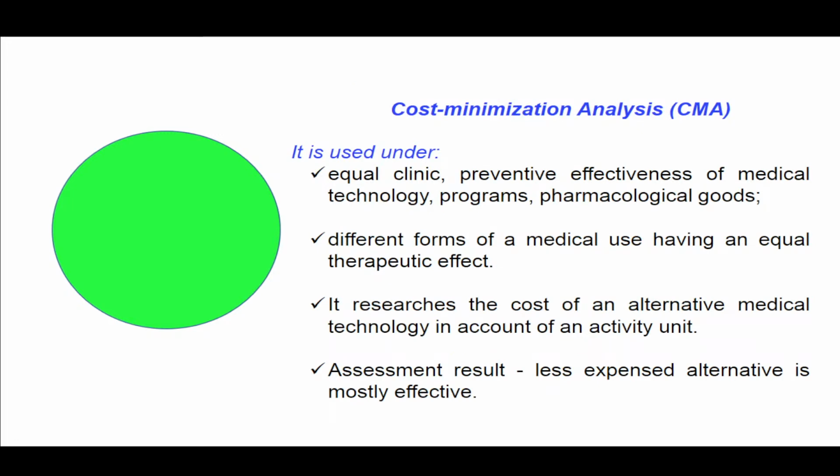Cost minimization analysis, we call CMA. This method is used under one equal clinical preventive effectiveness of a medical technology program, pharmacological goods, or a second form of medical use having an equal therapeutic effect. It researches the cost of an alternative medical technology in account of an activity unit, assessment results.